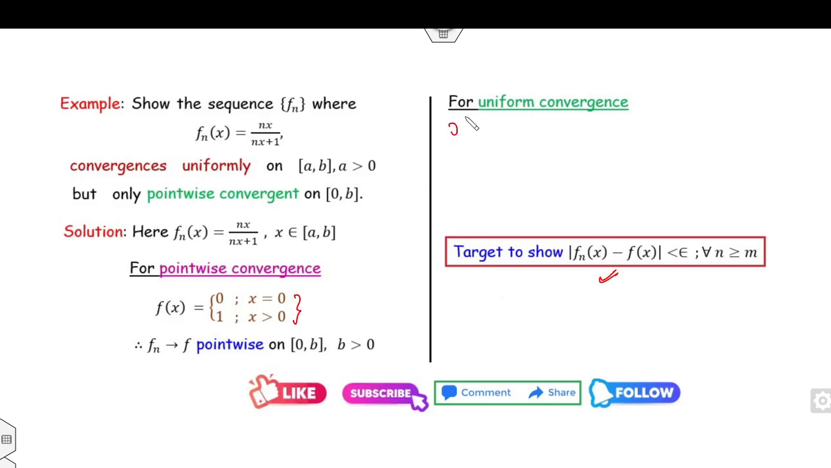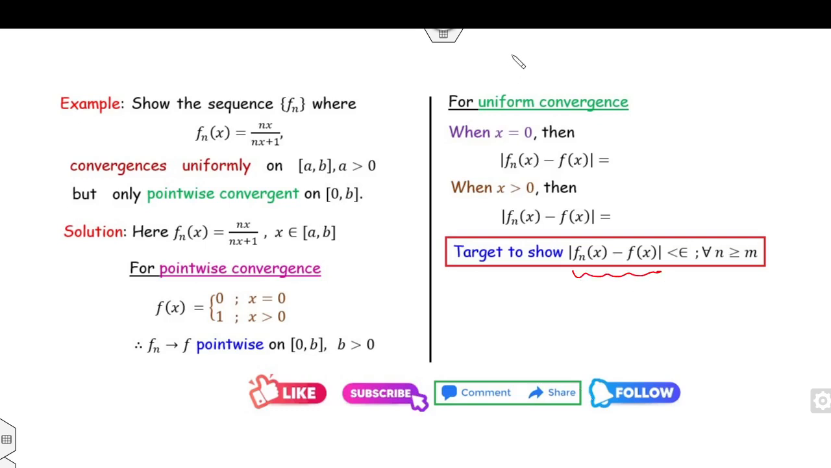As I have defined the two different cases for the pointwise, similarly I can define the two cases for the uniform convergent. Your target is to find |fn(x) - f(x)|. What is the value of fn(x) when x is equal to 0? 0. What is the value of f(x) when x is equal to 0? 0. So 0 minus 0 is 0.